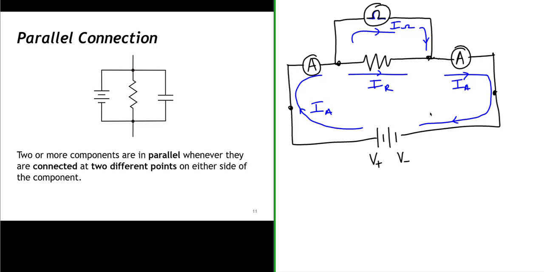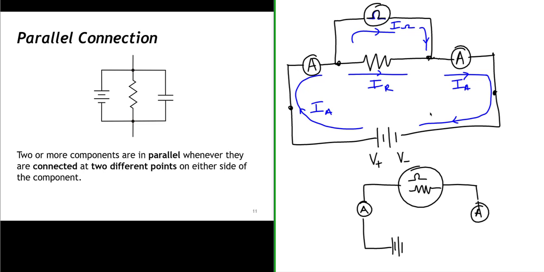The ohm meter is in parallel with the resistor, but the combination of the ohm meter and the resistor is in series with both ammeters. So we could represent that as, here's our battery, here's the ammeter on the left, here is the combination of the ohm meter and the resistor. This will be our equivalent component. Here's the ammeter on the right. And notice each of these components or collection of components are in series.